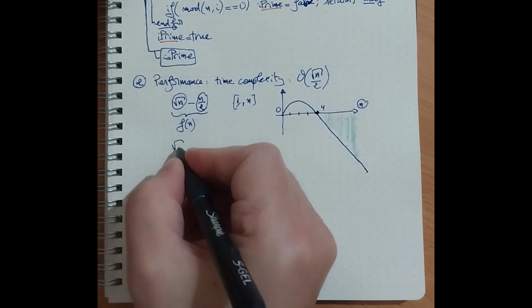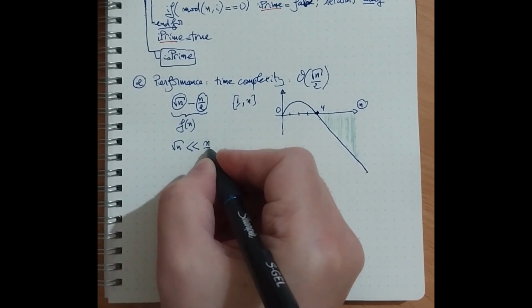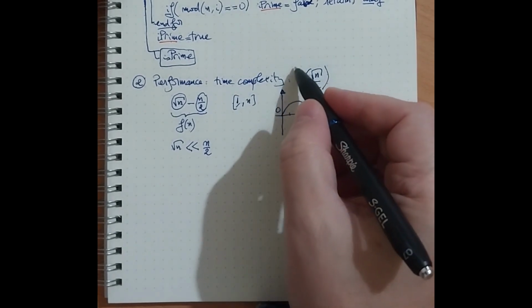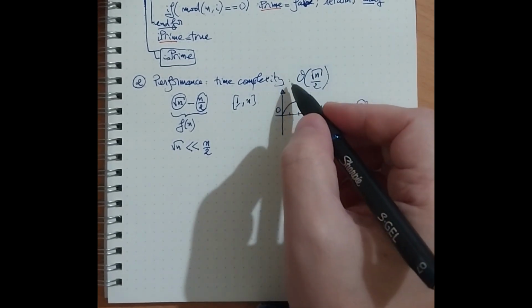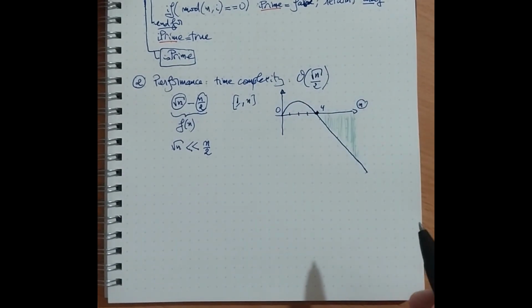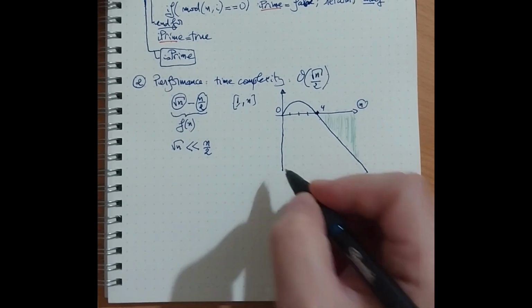So square root of n is very small compared to the half of the range. So that's why this order of complexity is very good. It's a very good algorithm because it decreases substantially when n increases, when n is large.